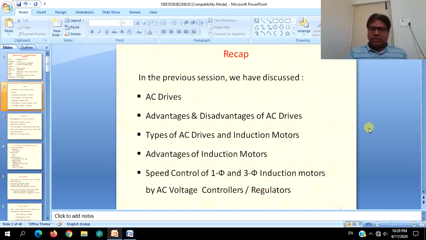Which are the applications of AC to AC converters? That is AC voltage controllers, or you can also call them AC choppers.